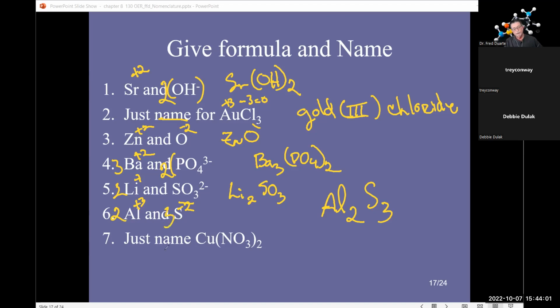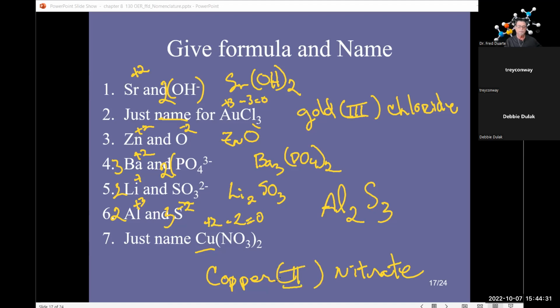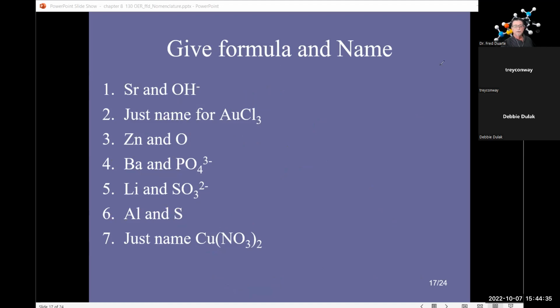Okay. And here they want you to just name this compound. So this is copper, something in parentheses. The NO3 in parentheses is the nitrate. So its parent name is copper nitrate. We know that each nitrate is a -1, so there's a total of -2. That implies that this copper must be +2. So it'd be Roman numeral 2. Copper(II) nitrate.